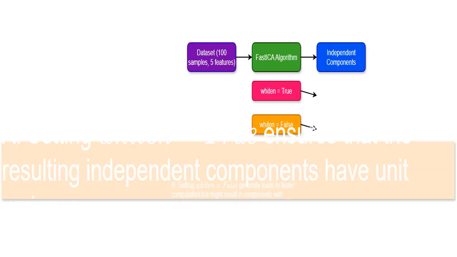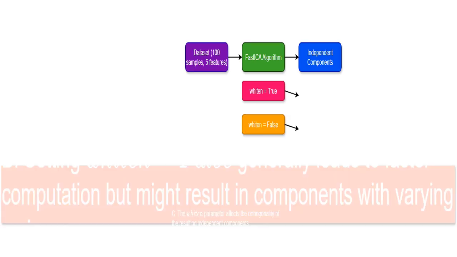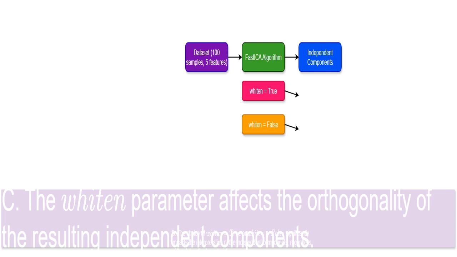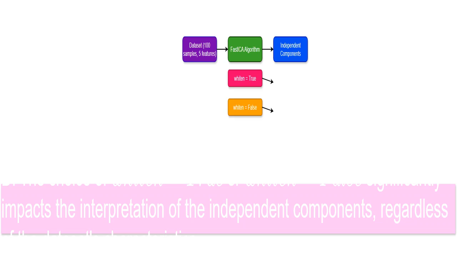This pre-processing step ensures that each feature in the data has a mean of 0 and a standard deviation of 1. This simply means each independent component has a variance of 1. Variance measures how spread out the data is. This skips the pre-processing step described above, so features retain their original variances. This means that the resulting independent components will likely have different variances. Some will be more spread out than others.